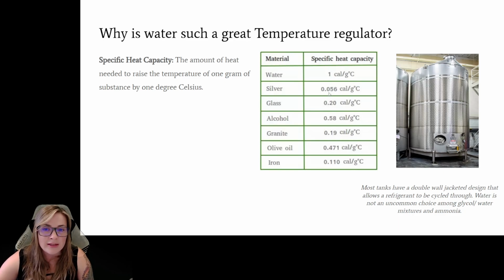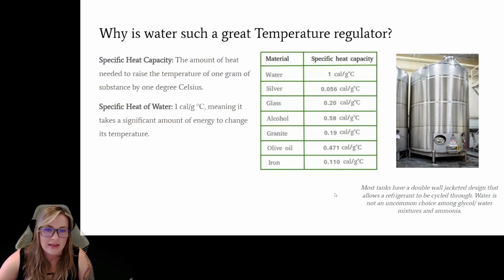Highly conductive, 0.056. That makes sense, right? Glass at 0.2, alcohol at 0.58, granite 0.19, olive oil, iron. So none of these are even close to what water is. I mean, alcohol I think is our closest contender at 0.58, but water is actually a very strong substance. It's very stable. It handles itself very well. It's a very interesting substance and compound in general.